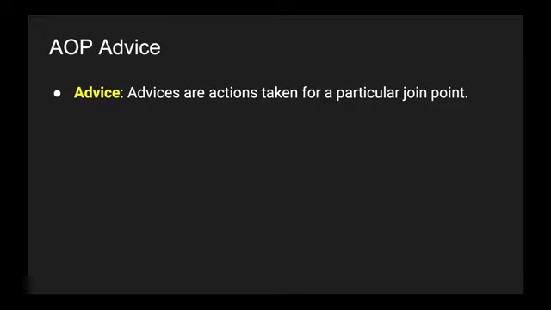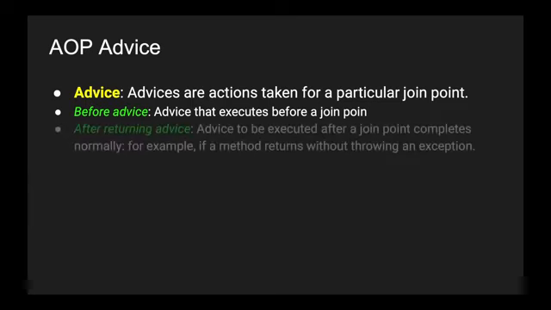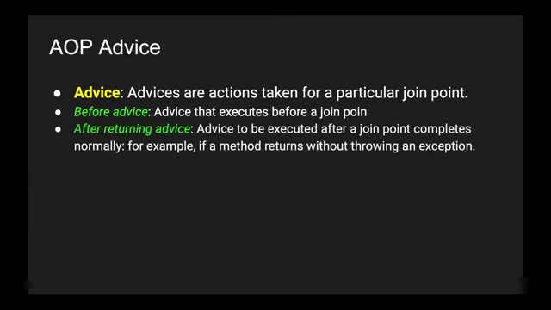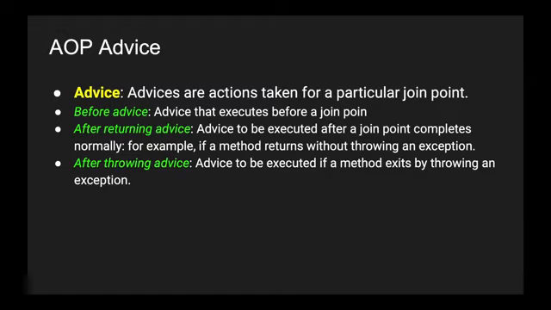Basically, these advices we will write on top of methods. We have a couple of advices. First is before advice, which is advice that executes before a join point. Then after returning advice, which is executed after a join point completes normally, for example if the method returns without throwing an exception. If the method is throwing an exception, then we can use after throwing advice.